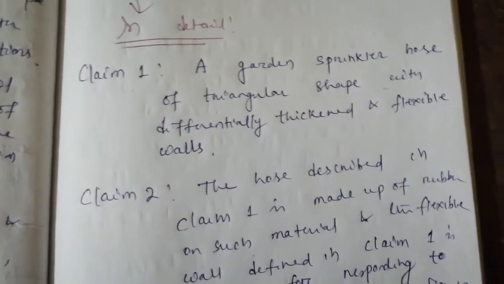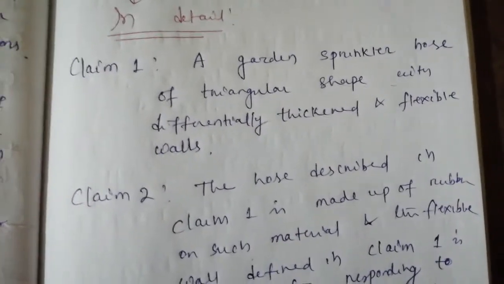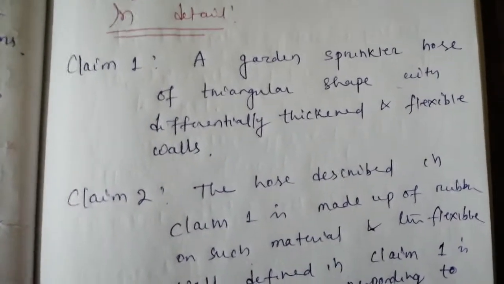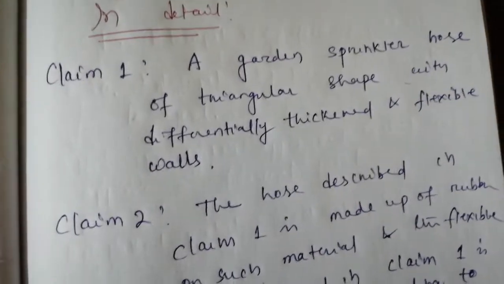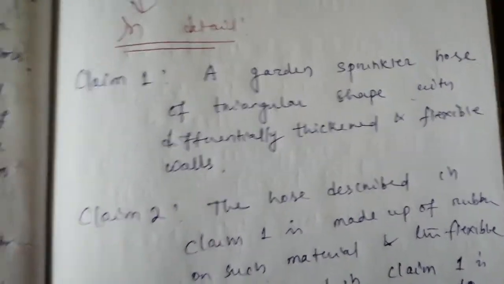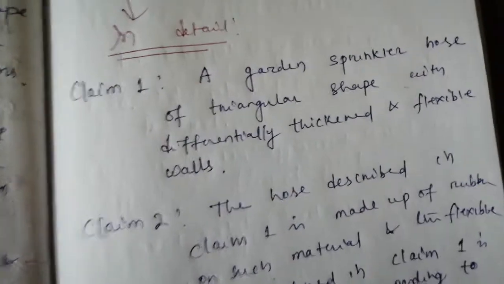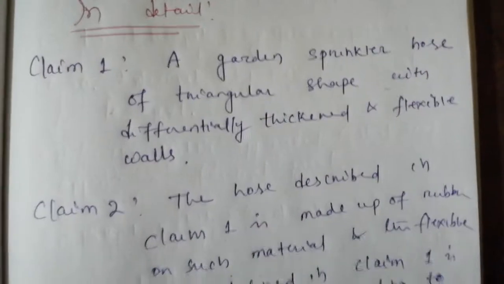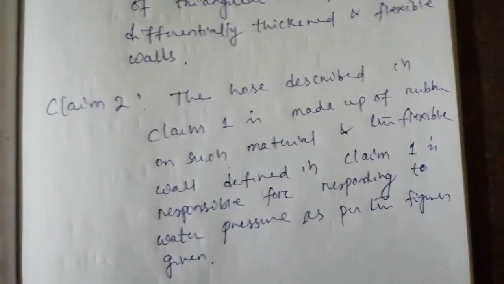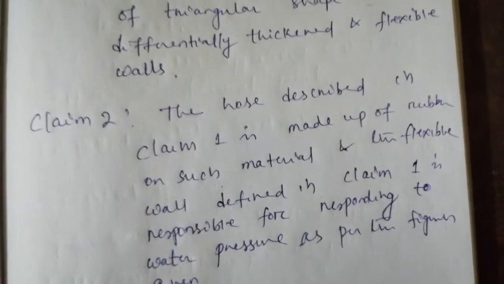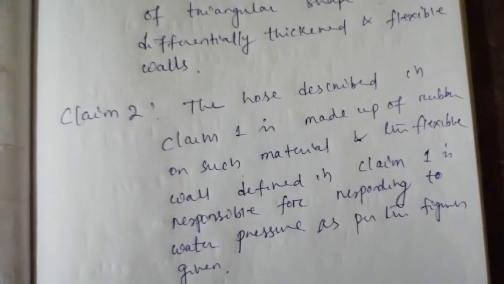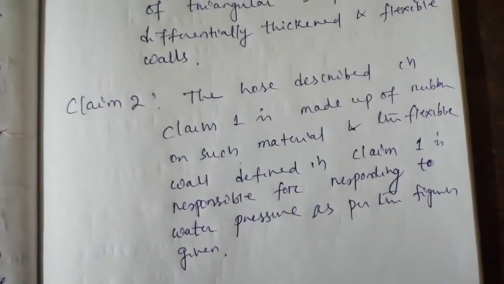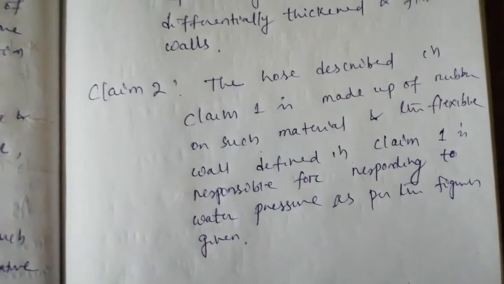In claim 1 I have written: a garden sprinkler hose of triangular shape with differentially thickened and flexible walls. That means we know the thickness is varying and the flexibility is also varying. That means the third wall section is more flexible as compared to the former 2 walls. That's why I have written it like this. And the second claim is: the hose described in claim 1 is made up of rubber or such materials, and the flexible wall defined in claim 1 is responsible for responding to water pressure as per the figures given.